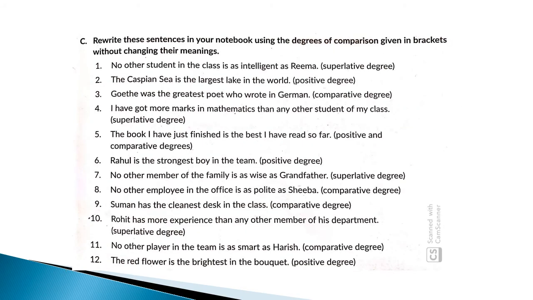Coming to exercise C. Rewrite these sentences in your notebook using the degrees of comparison given in brackets without changing their meanings. You have to do this in the copy. I shall help you with the first three. Okay. No other student in the class is as intelligent as Rima. Superlative degree. So we are going to write: Rima is the most intelligent student in the class. The meaning does not change and we have turned it into superlative degree.